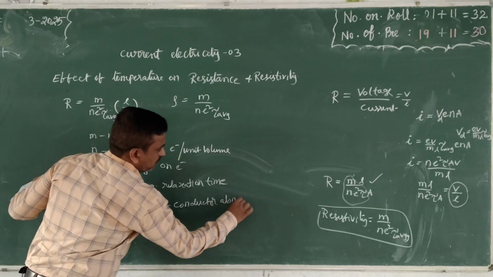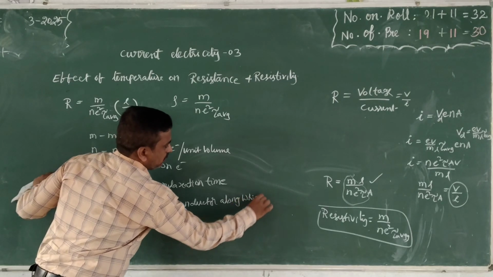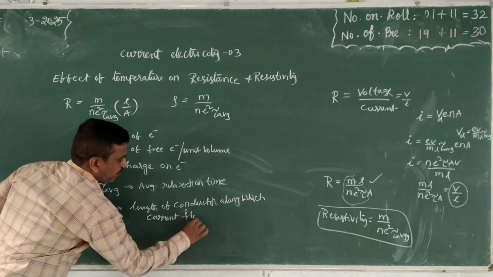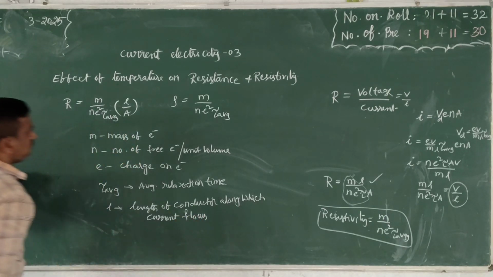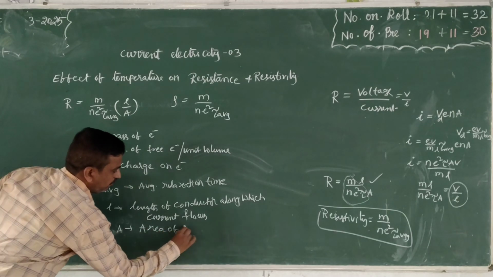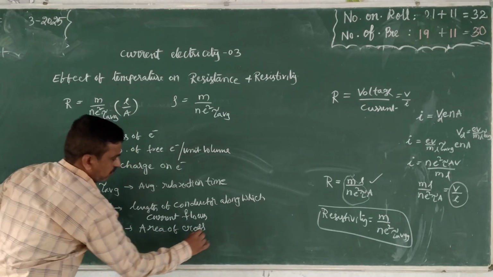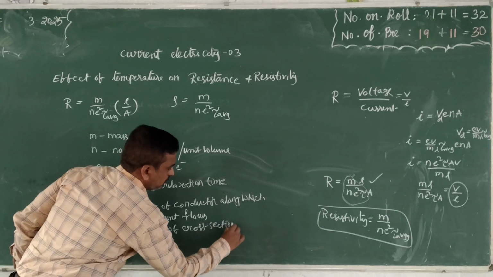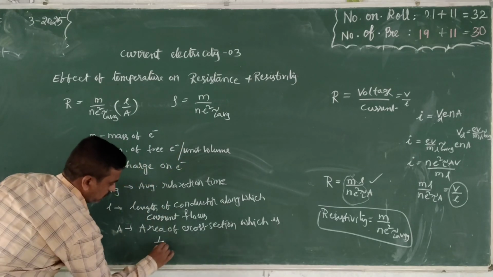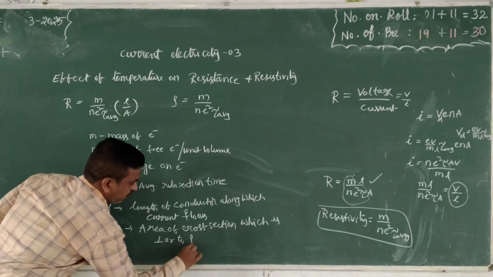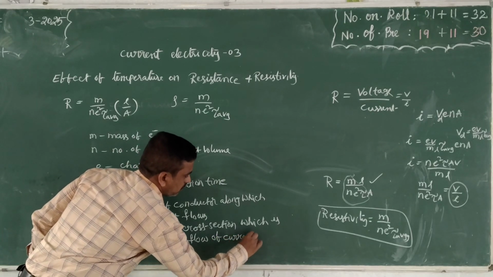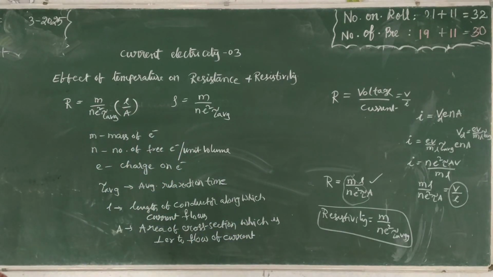L means the length of the conductor along which current flows. A means the area of cross section, which is perpendicular to the flow of current. This is each term.